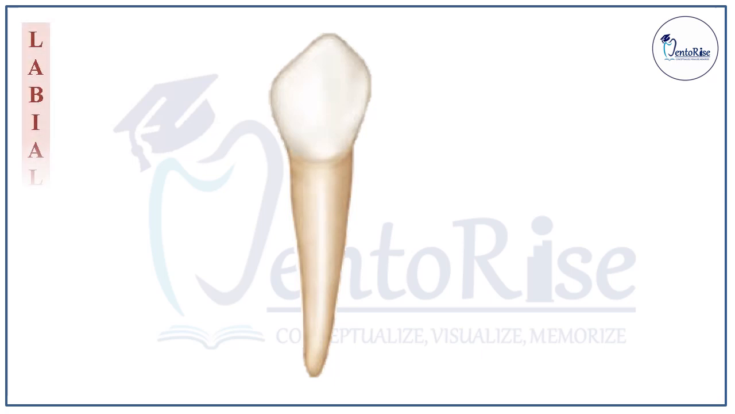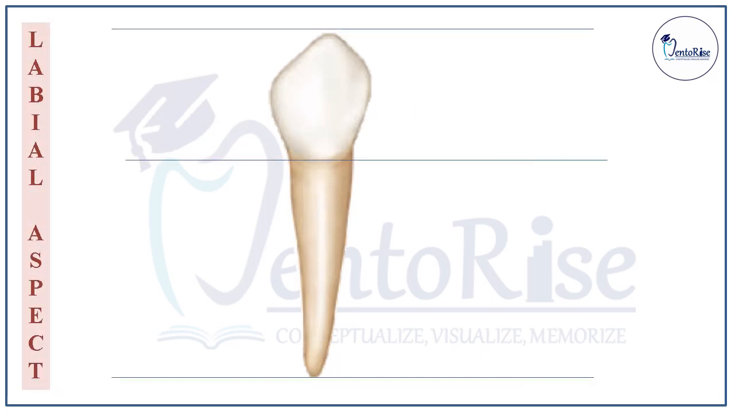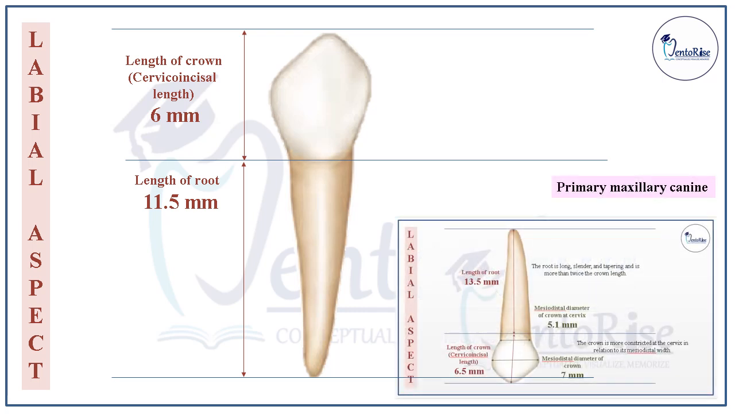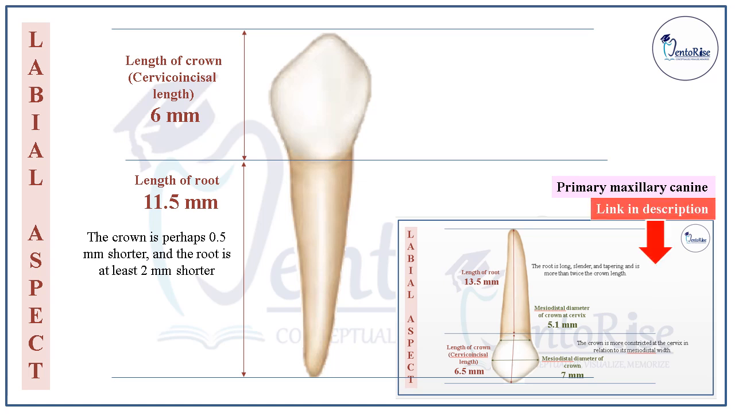Coming to the labial aspect, first of all talking about the dimensions. The length of the crown cervico-incisally is 6 mm. The length of the root is 11.5 mm. If we compare these dimensions with the dimensions of primary maxillary canine, then you can see that the crown is perhaps 0.5 mm shorter in a primary mandibular canine and the root is at least 2 mm shorter. Comparing it with that of the primary maxillary canine, you can observe the figure.